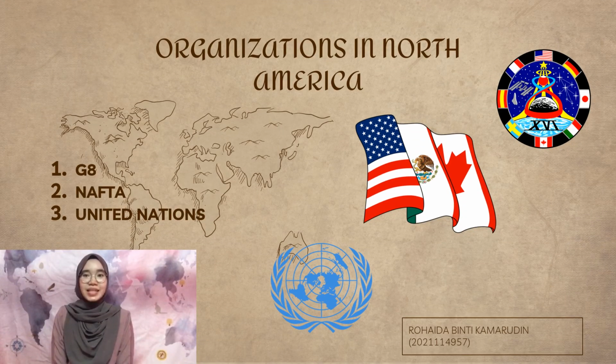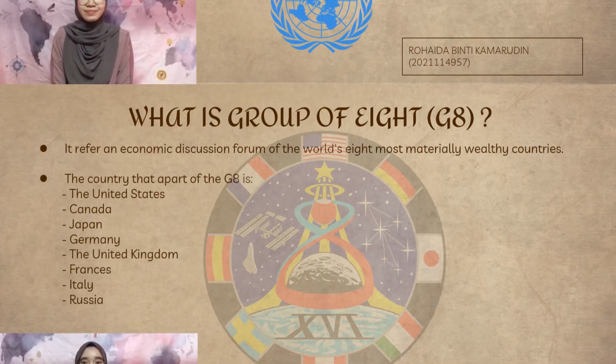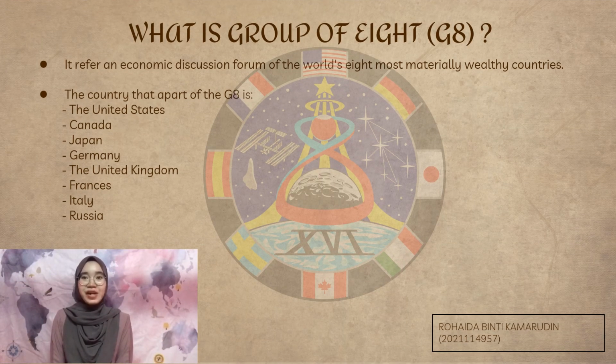Next is organizations in North America. There are three main organizations, which are G8, NAFTA, and the United Nations. So, let's start with the first point. What is the Group of 8? The Group of 8 refers to an economic discussion forum of 8 materially wealthy countries. The countries that are part of the G8 are the United States, Canada, Japan, Germany, the United Kingdom, France, Italy, and Russia.